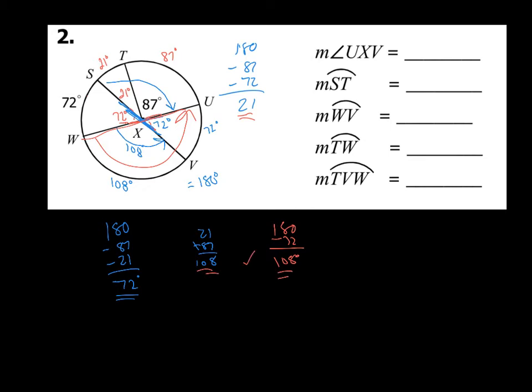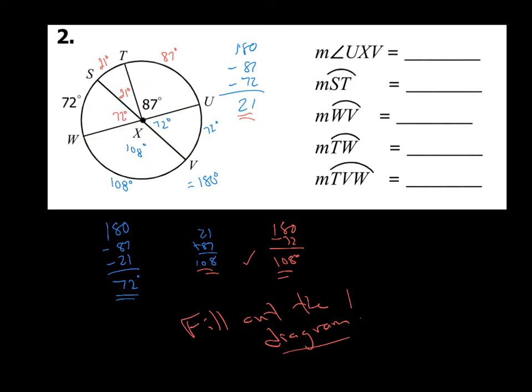Now, we just need to look at what they're asking, right? We've filled out the diagram, right? Fill out the diagram, then go answer the questions after. So first things first, the measure of angle UXV. Angle UXV is going to go from U to X to V. That's right here. That's 72 degrees.